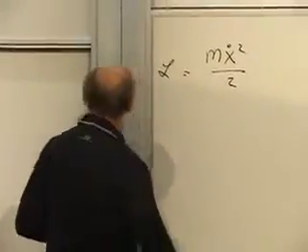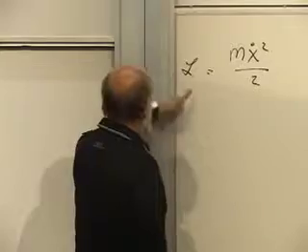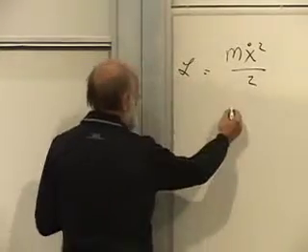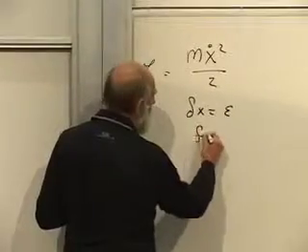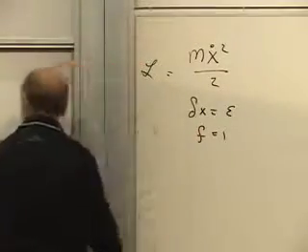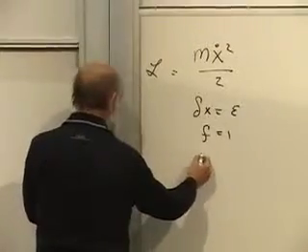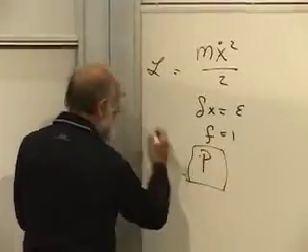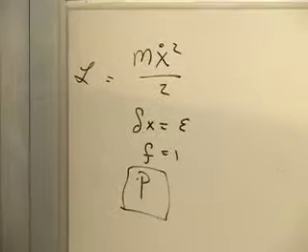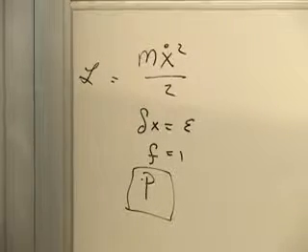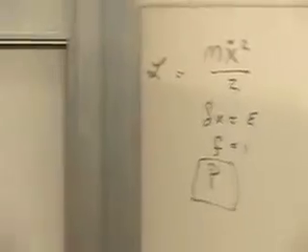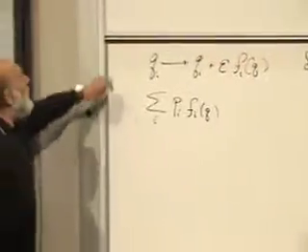The conserved quantity may be momentum. If this is the Lagrangian, then let's just go through it. The delta x is just equal to epsilon. That means f is equal to 1. And the conserved quantity is just p, momentum. So sometimes the conserved quantity really is momentum. Other times it may not be. All right, so let's go back now.